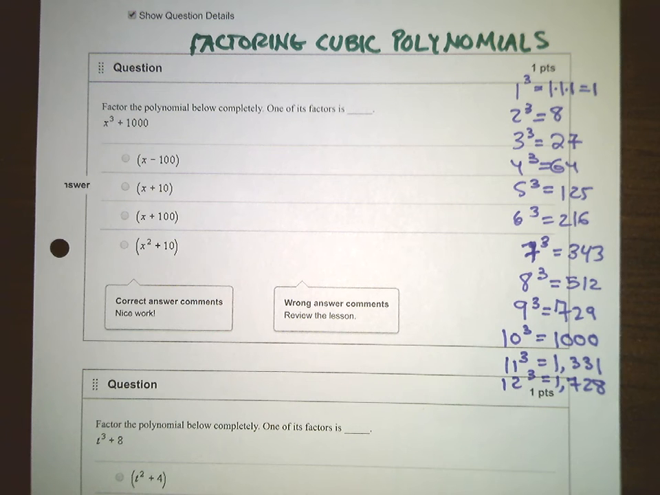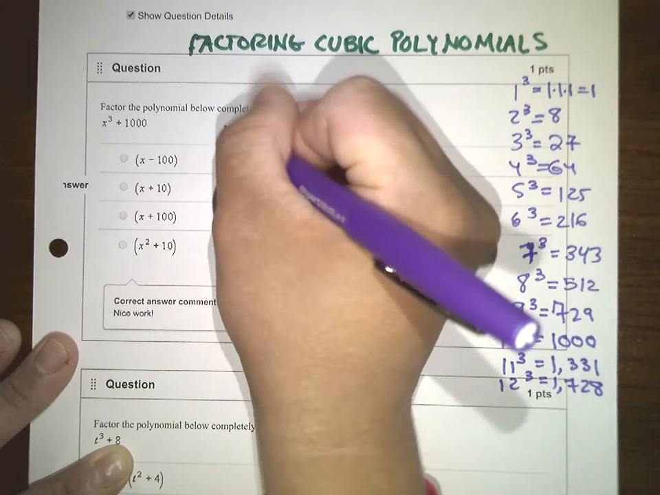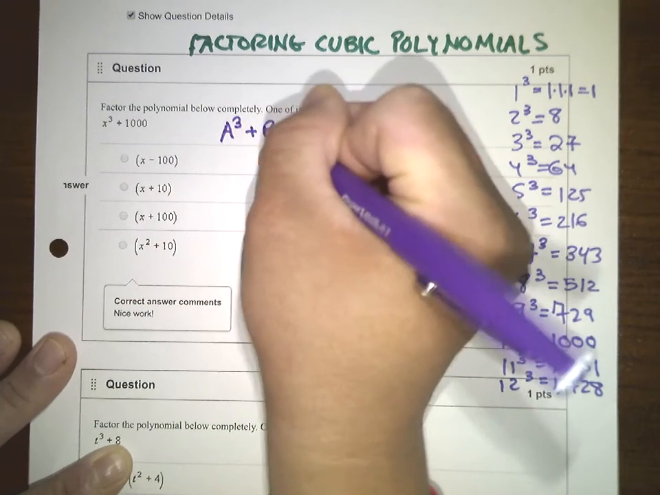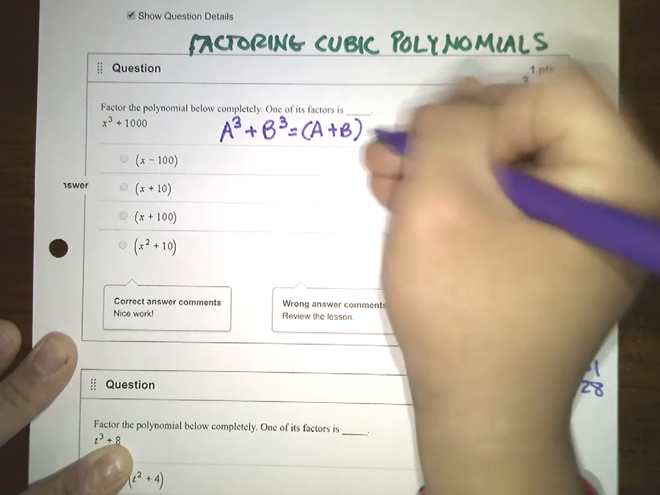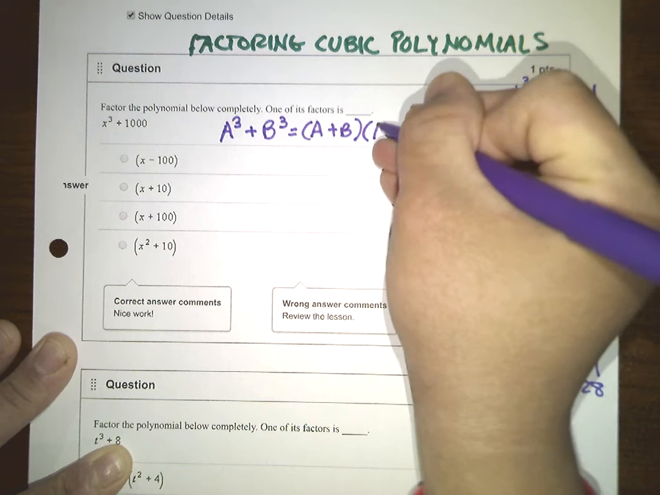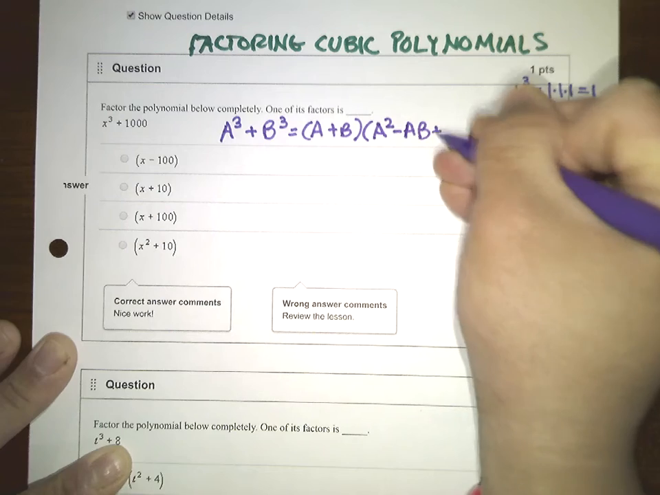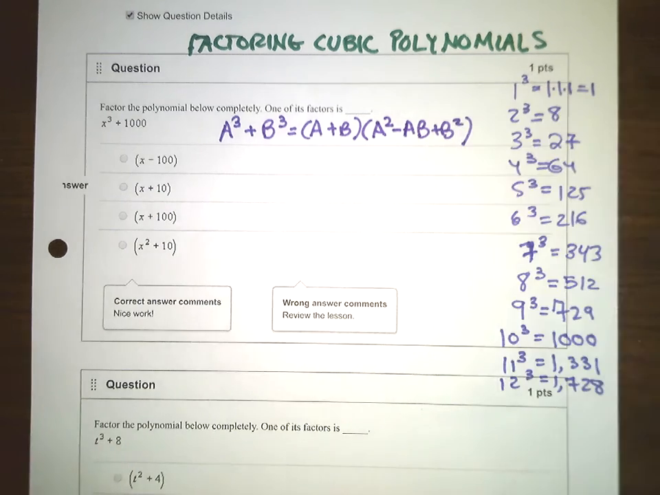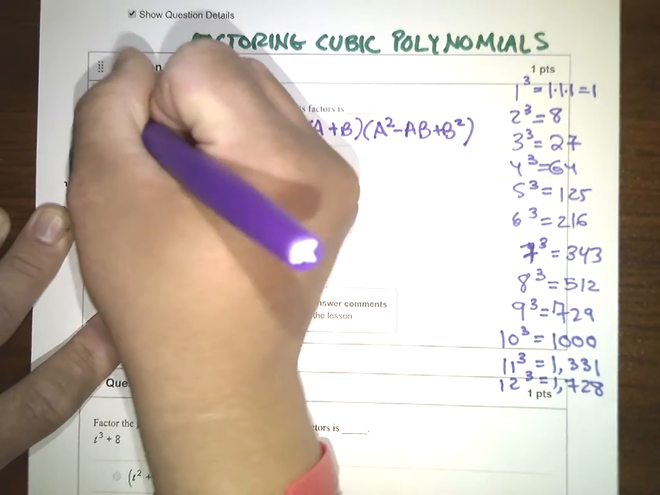So now, what do I mean specifically by the sum and difference of two perfect cubes as I mentioned before? Well, I'm going to use this formula. A cubed plus B cubed is A plus B times A squared minus AB plus B squared. All right, this is a sum. So here we have a sum.